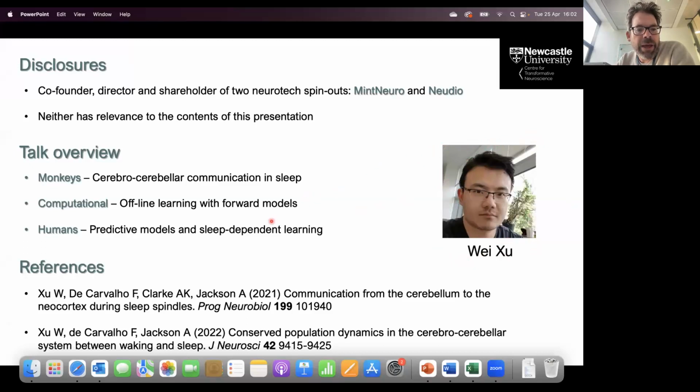I'm going to tell you mostly about some monkey data about communication between the cerebellum and the neocortex in sleep. I'll talk to you a little bit about a computational hypothesis we have and some human data that maybe backs that up. But the monkey work is predominantly published now, and the references are down here.